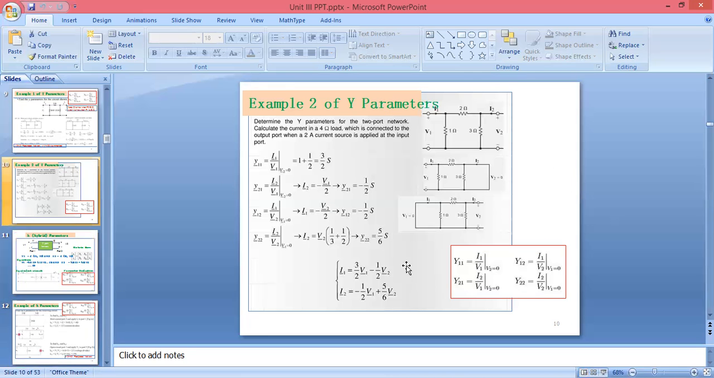You will get the values of I1 and I2. What we are supposed to put here is given. You are supposed to calculate the value flowing through the load. It means you are supposed to calculate the value of I2, when I1 is 2 ampere. So you can put the value of I1 here as 2 ampere. At that time, you are supposed to calculate the value of I2. By putting it, you will get the value of I2.